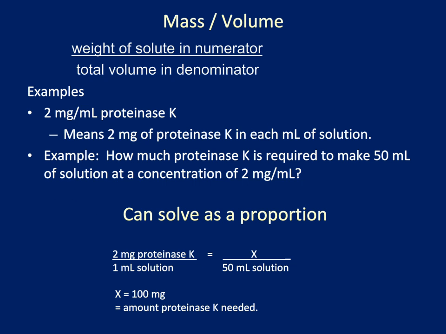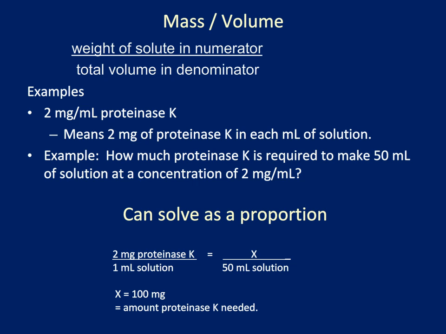Mass to volume is used quite frequently in biochemistry. In particular, crystallography often reports their protein solution concentrations in mass to volume. It is the weight of solute divided by the total volume. For example, 2 mg per ml proteinase K means that there are 2 mg of the protein in each ml of solution. For example, how much proteinase K is required to make 50 ml of solution at a concentration of 2 mg per ml?